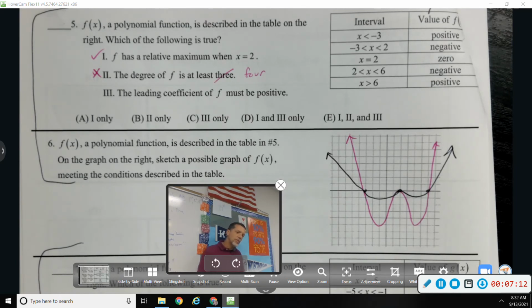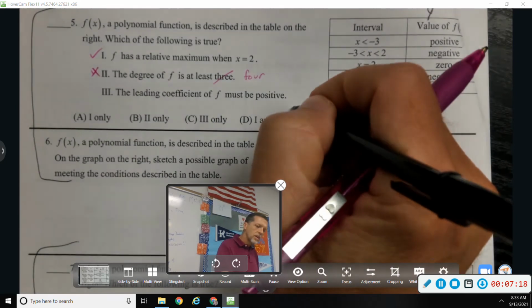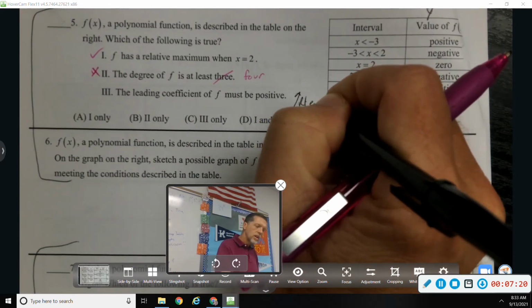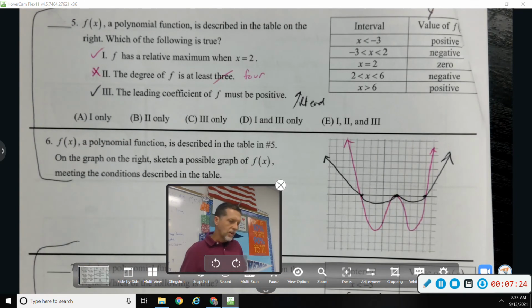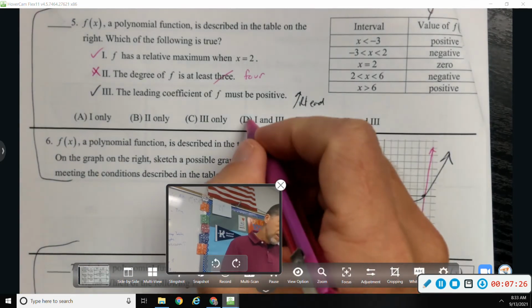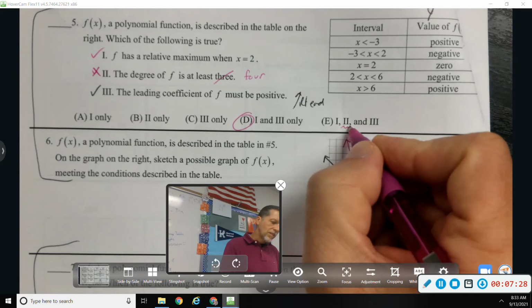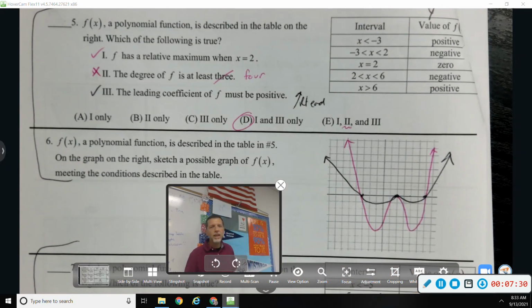The leading coefficient must be positive. Yes or no? Yes, because the right end is going up. Well, you did the same thing. Right end up. So 1 and 3 are definitely good. It's a reasonable answer, I believe. 2 was a little bit shaky, but I think we can throw out 2.